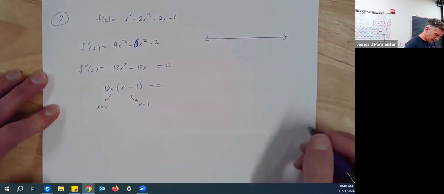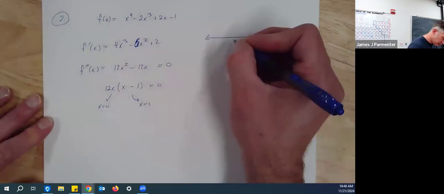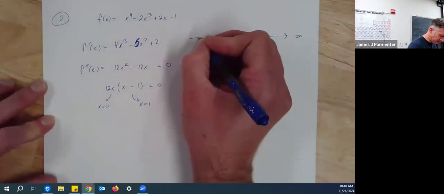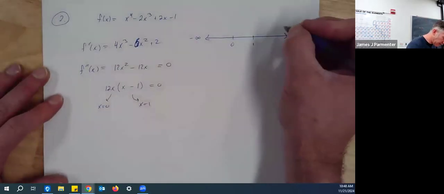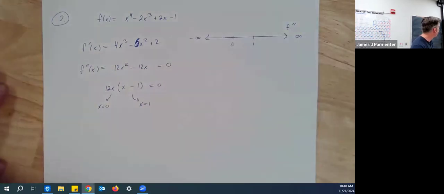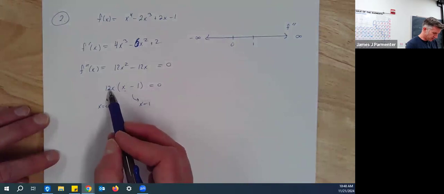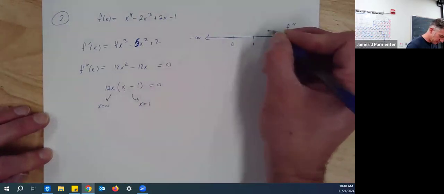So here's the way I kind of prefer to do it. I just draw my number line and I put my second derivative critical points on there, 0 and 1. If you like, you can say that infinity is over here and negative infinity is over here, although it's kind of implied. And then I'm looking at the sign of the second derivative. So picking a number larger than 1, like 3, 12 times 3 is positive, 3 minus 1 is positive, and positive times positive is positive.